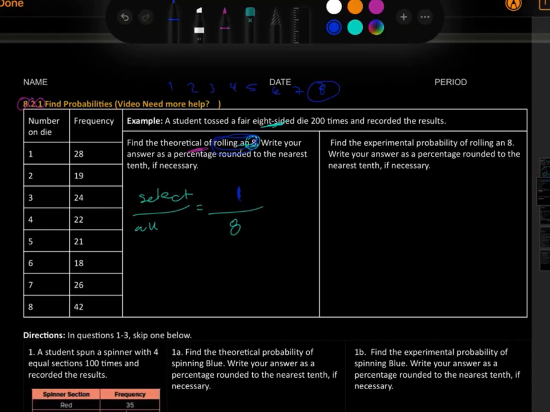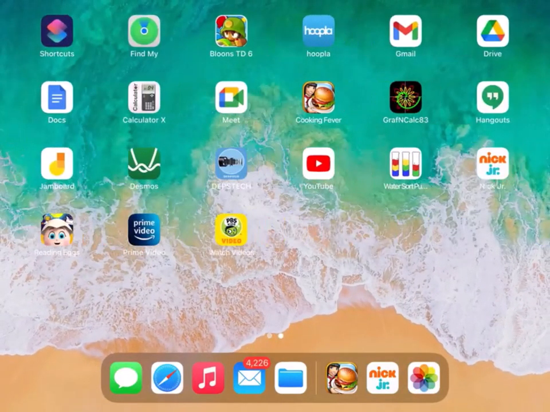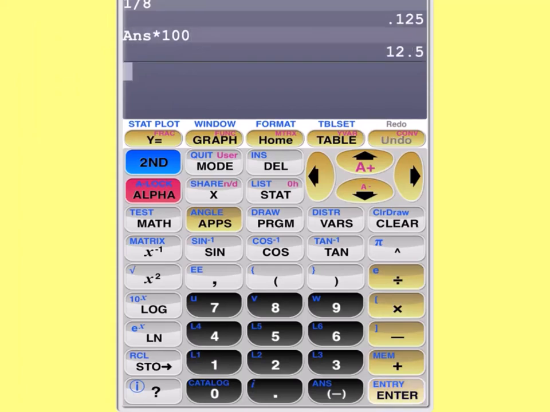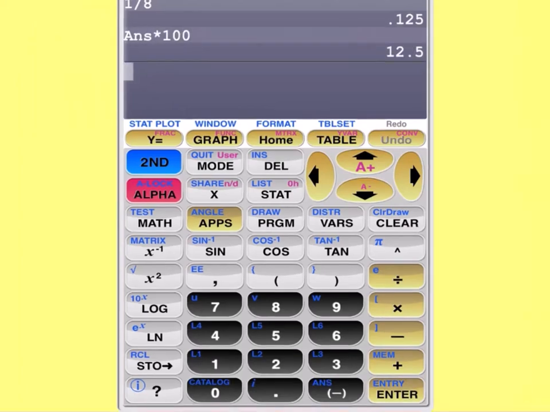Now it tells us to write it as a percentage. So this is a fraction. You can put this into your calculator. I like this calculator called Graphing Calc 83. It's free. And it looks like a graphing calculator, 1 divided by 8. Okay, so there I have a decimal, 0.125. And to go to a percent is you just multiply the number by 100. So 0.125 times 100 gives me 12.5%.